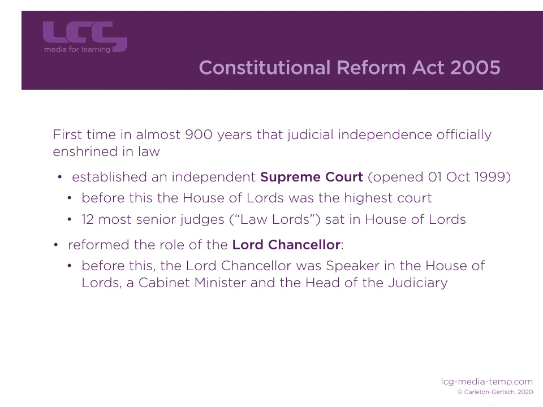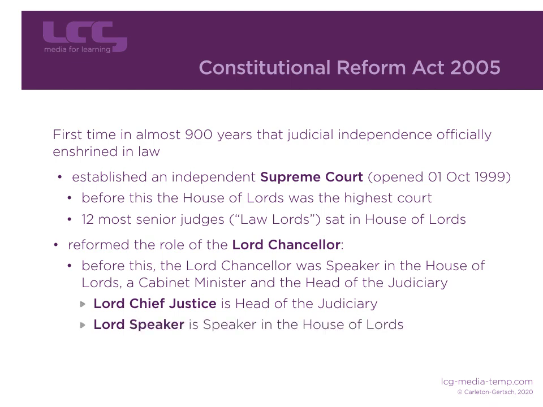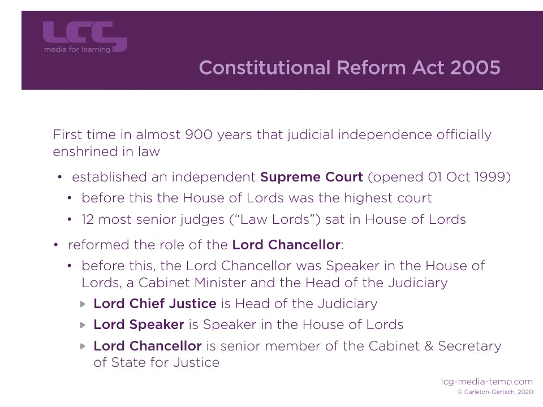And the feeling was that this person wouldn't be impartial enough, as a member of the government, to guarantee everybody a fair trial, as was laid down in law. So the powers were then separated, and there were three roles created out of this one role. The Lord Chief Justice, who previously had been a subordinate to the Lord Chancellor, was now created head of the judiciary. A new role was created, the Lord Speaker, who became the Speaker in the House of Lords, and the Lord Chancellor remained a senior member of the Cabinet and Secretary of State for Justice, but was no longer present in the House of Lords as the Speaker and no longer head of the judiciary.